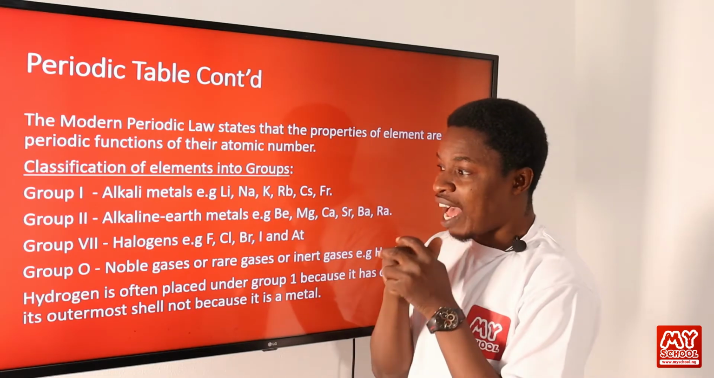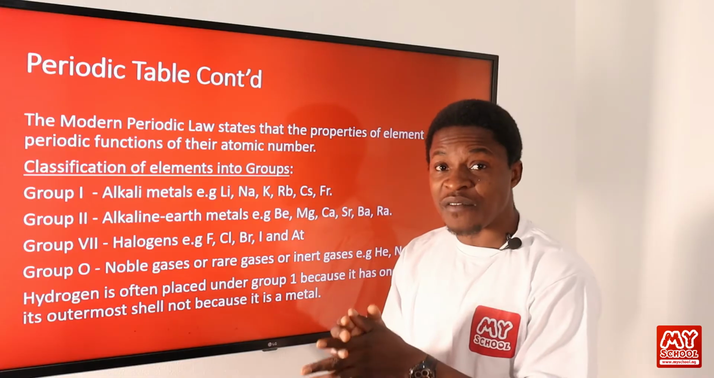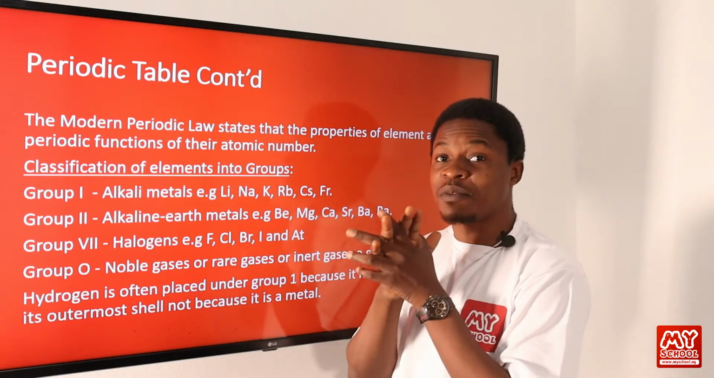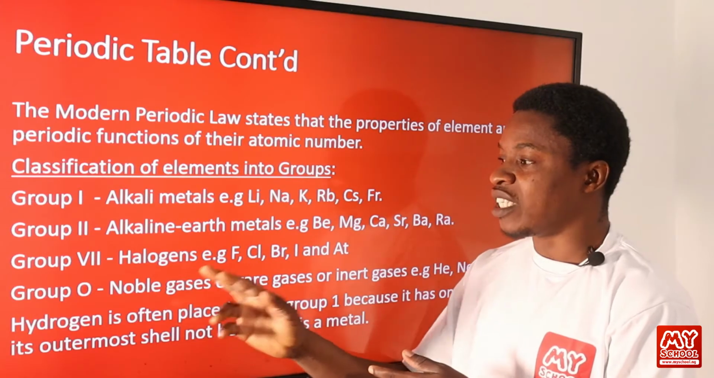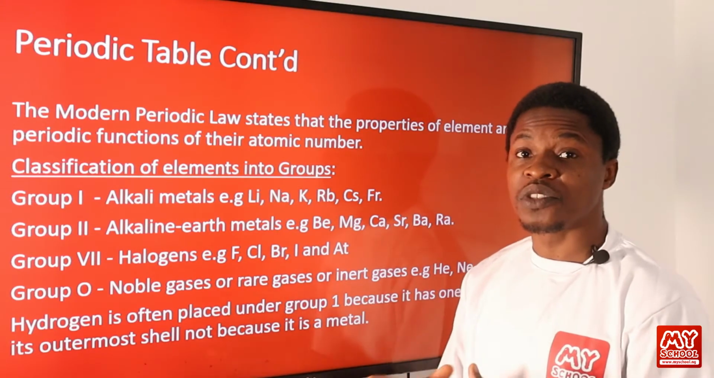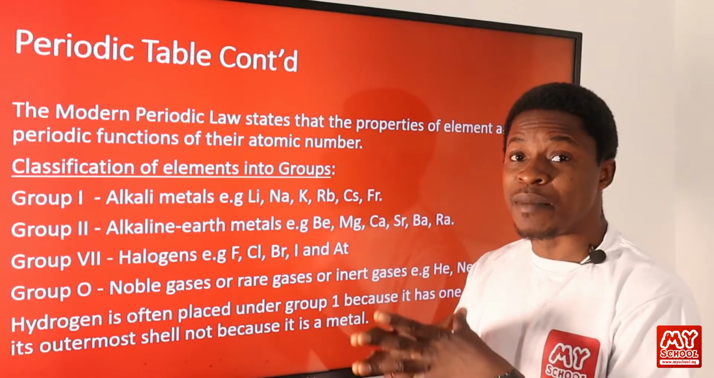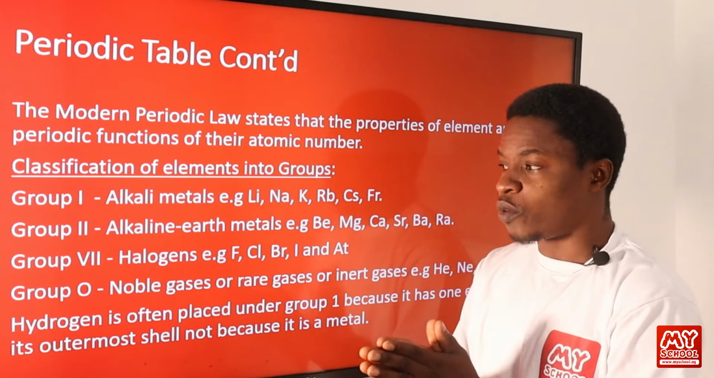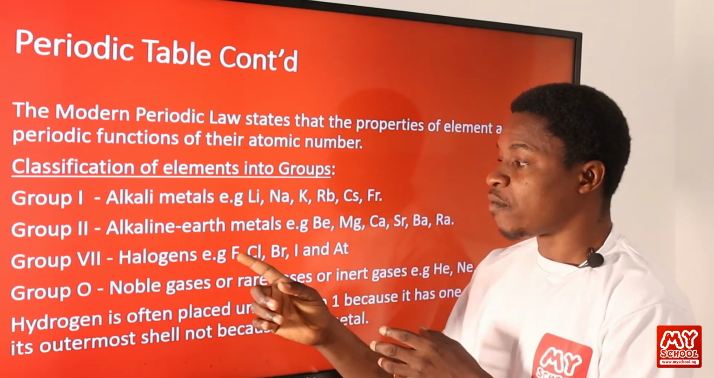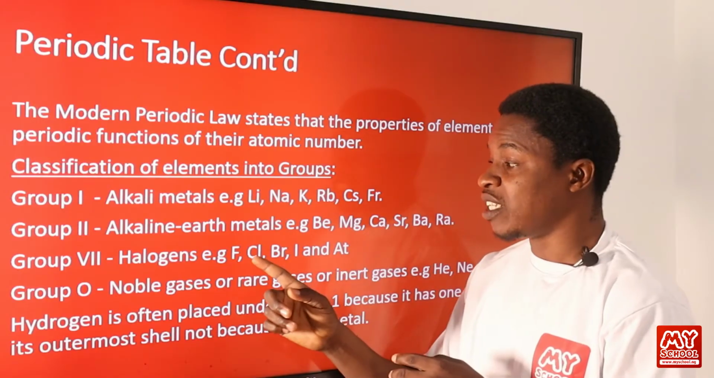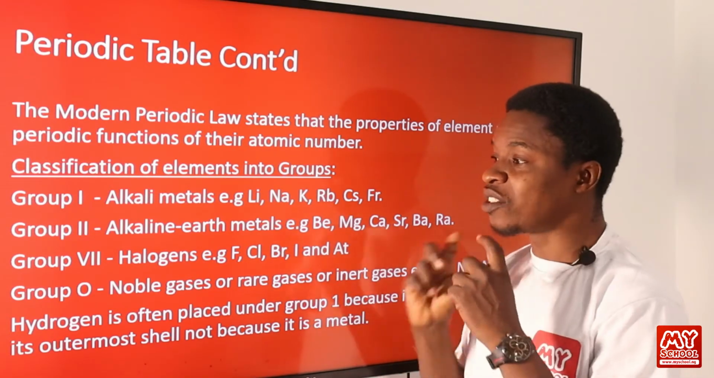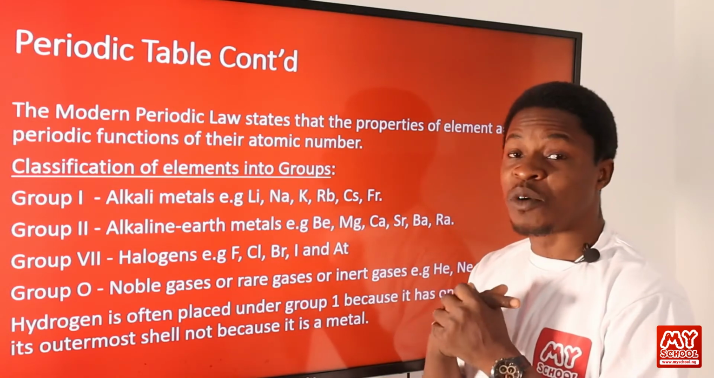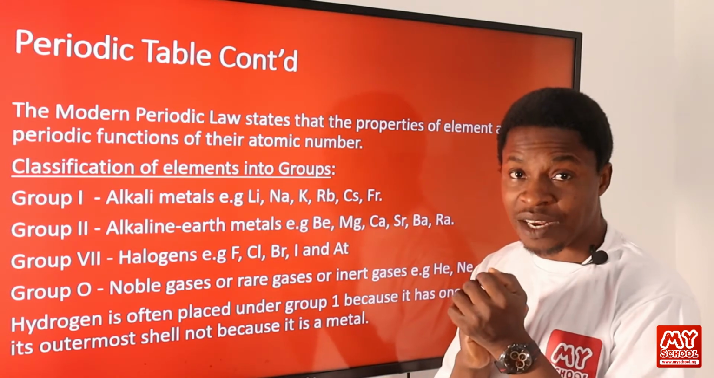And then we have group 4 elements, group 5 elements, group 6, and then group 7. Group 7 elements are the halogens. Halogens are referred to as the salt formers. They are elements that form salts. For example, we have fluorine as the first, then chlorine, bromine, iodine, and astatine. Those are the elements we can find in group 7. They are all referred to as halogens.